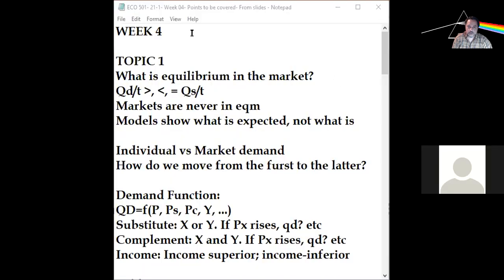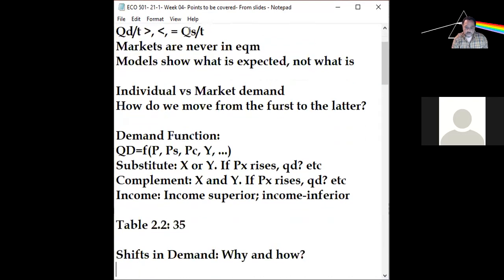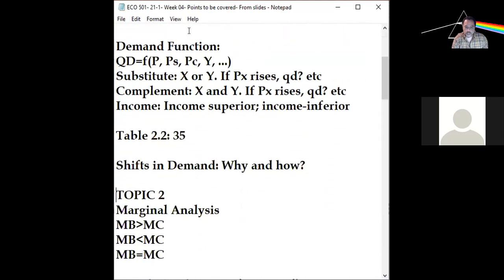Anyhow, so what we'll do, we'll start with the share screen first. This is how we are going to divide the class. Then we'll go to the slides. Number one, we are just going to revisit what we mean by equilibrium in the market. Then we are going to look at what we mean by individual versus market demand. Then we'll look at what a demand function is, and then what we understand by shifts in demand.